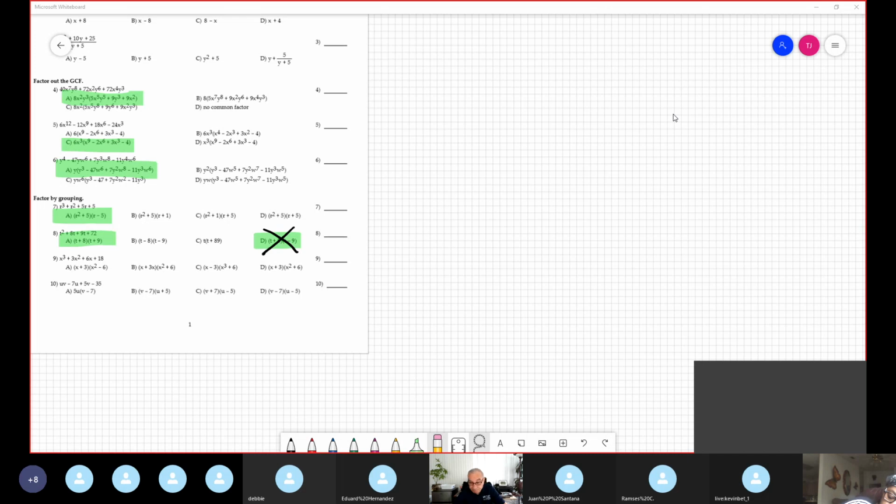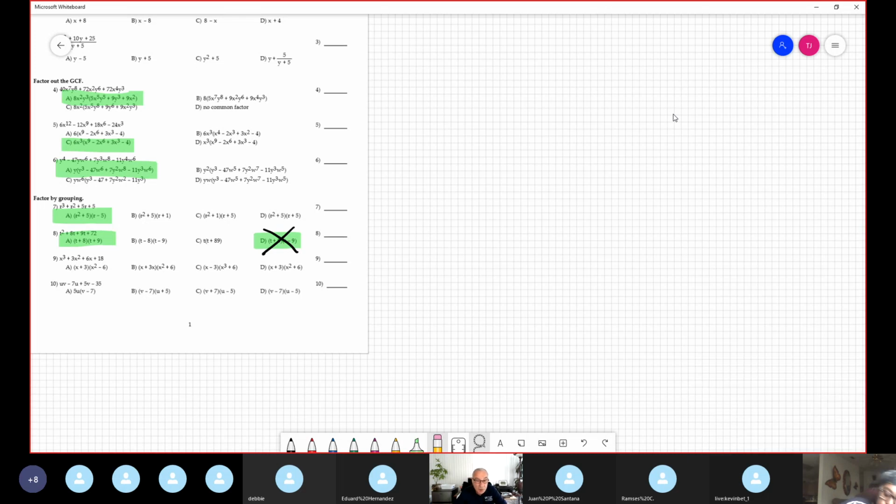Okay, number 9. Number 9 says x cubed plus 3x squared plus 6x plus 18. Okay, GCF, how do you know it's by grouping? 1, 2, 3, 4 terms. It's logical, it indicates the case by grouping. Let me select in this order: this and this, and this and this.